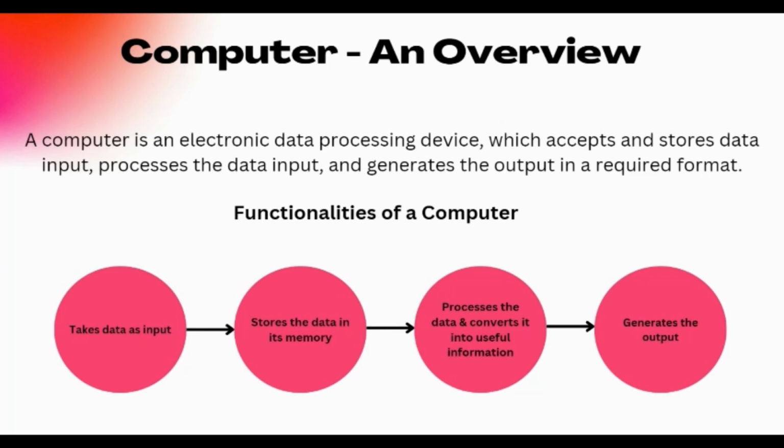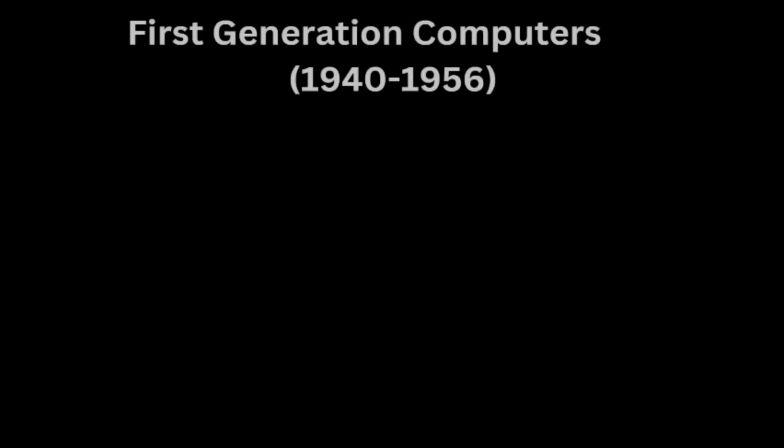There are mainly four functionalities of a computer. First one, it takes data as the input. It then stores the data in its memory. It processes the data and converts it into useful information. And finally, it generates the output, which is displayed through a monitor or any other external output device.